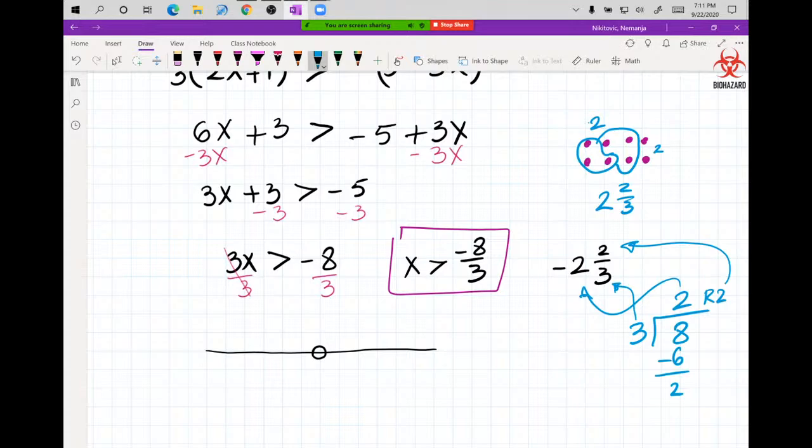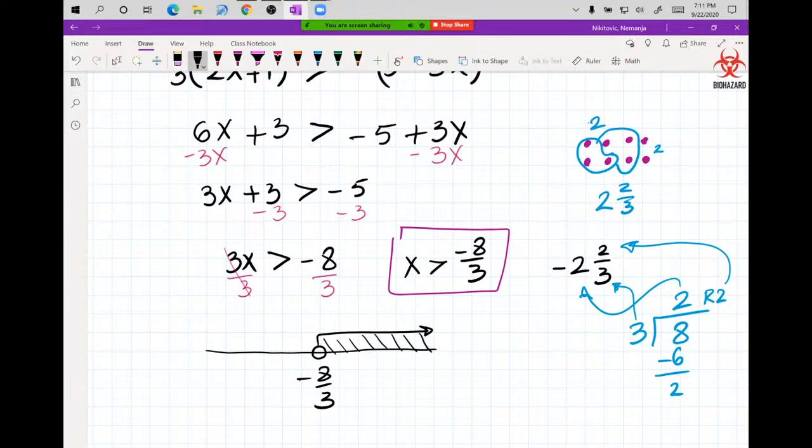But we can use -8/3 here. So -8/3. And what do I shade, left or right? Right, because that's where the larger numbers are. x needs to be bigger than -8/3.